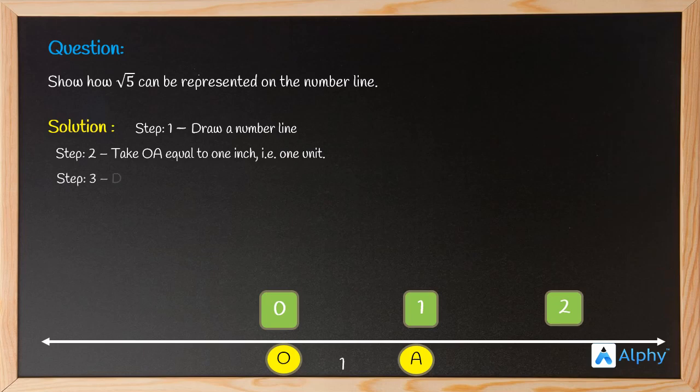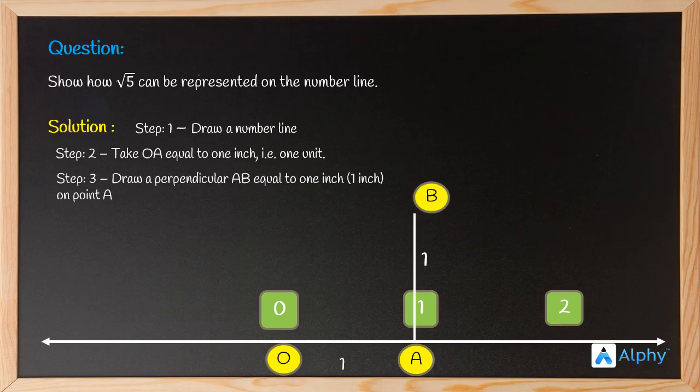Now moving to step 3, it says draw a perpendicular AB equals 1 inch at point A. So now we'll be drawing a perpendicular at point A. That will be AB and the length will be 1 unit, same as OA. Moving to step 4, join OB. This OB will be equal to root 2.